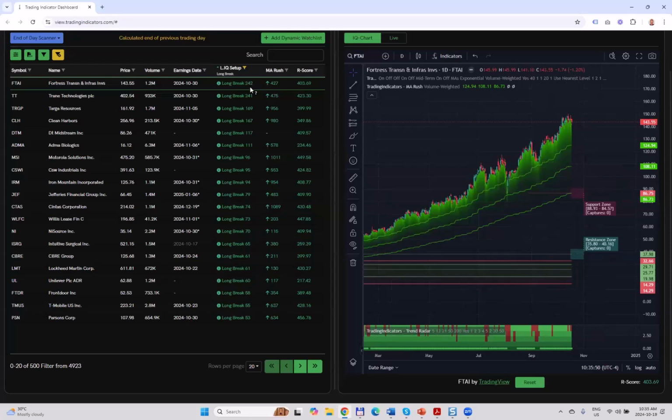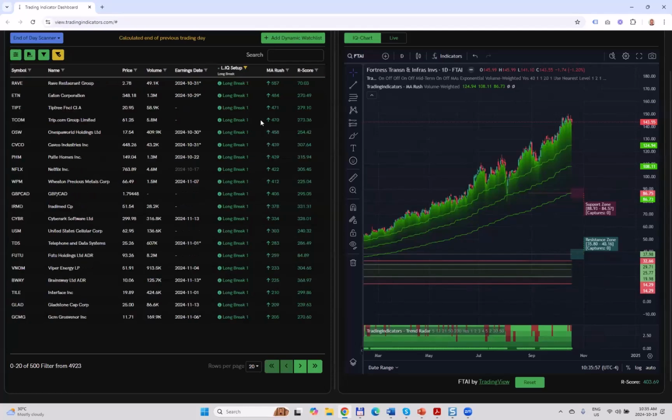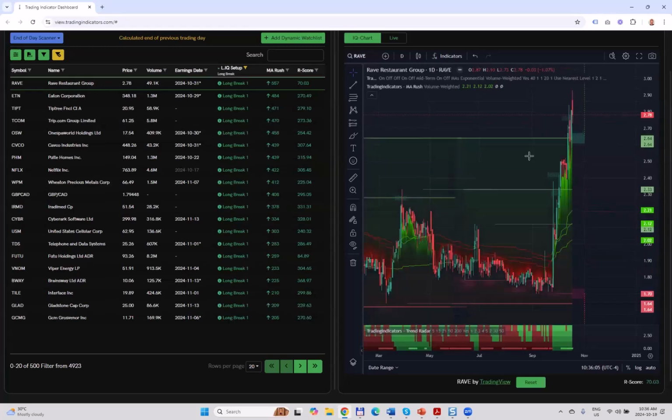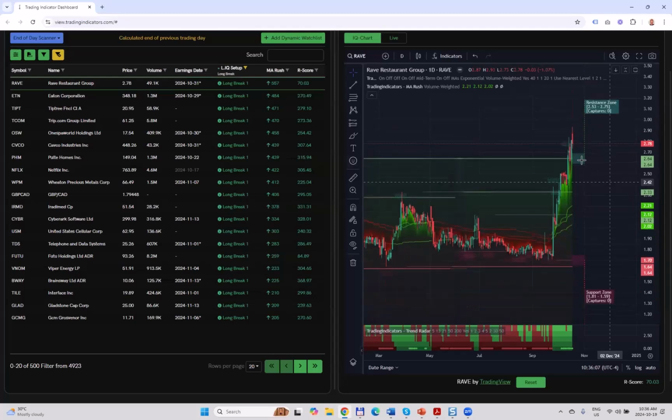Wow. But today we're going to do the opposite. So I'm not going to focus on the stocks which have been bullish for a long time. We're going to focus on stocks which just had the breakout. Look at this one here, Rave Restaurant Group. No idea what the stock does, but you can see here we just recently broke above resistance. This happened recently. Or this one here, Eaton Corporation.